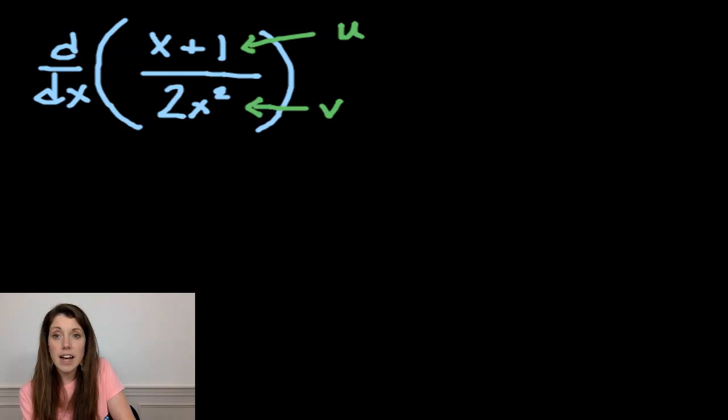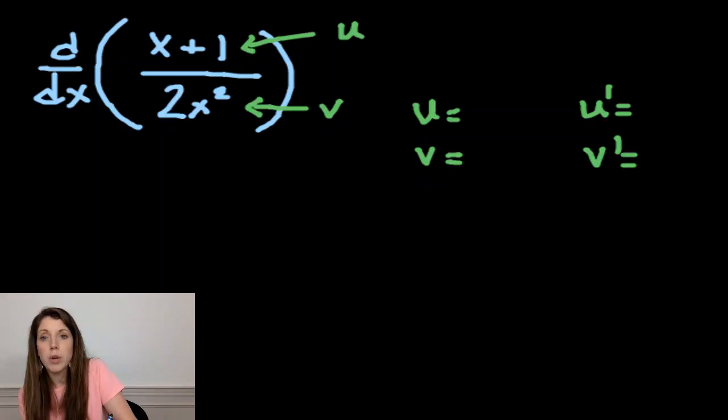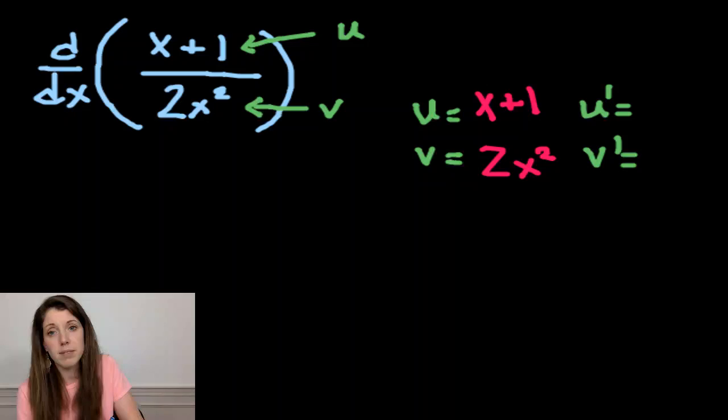And again, I always set up the same little chart here: u equals, v equals, u prime equals, v prime equals. I'm going to quickly write this in because we already solved this. We already figured out the same information in the last one. We said u is x plus 1, v is 2x squared. The only difference now is we're dividing instead of multiplying.